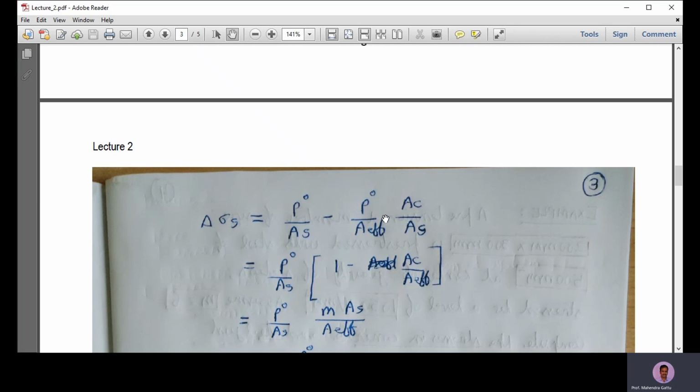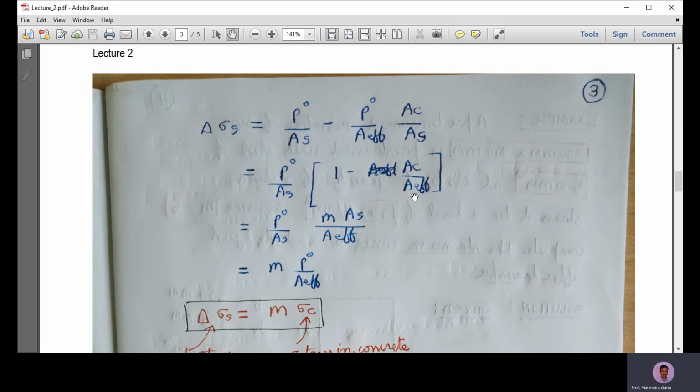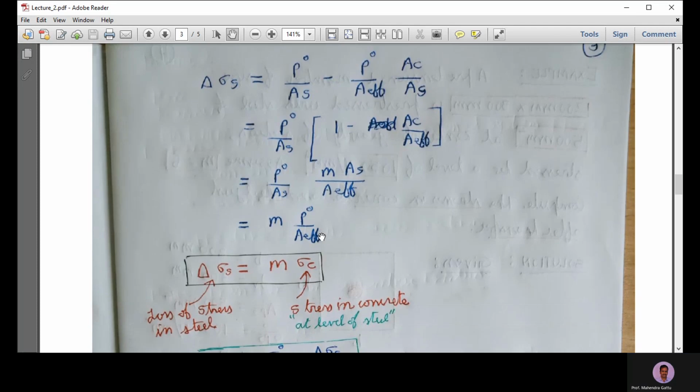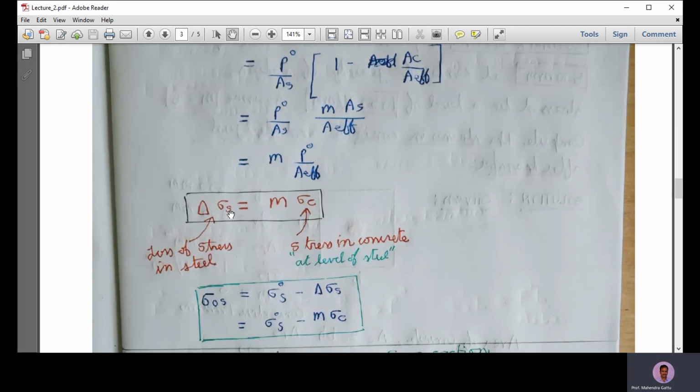So we'll substitute instead of P subscript O, P superscript O by A effective times AC, and we can take P naught by AS common, and we'll get 1 minus AC by A effective. So A effective is MAS plus AC. So AC and AC will cancel out in the numerator. We'll be left with MAS, and here we can simplify it further, and AS and AS will cancel out. We get M times P naught by A effective. So the loss of stress in the steel is M times P naught by A effective. We already know that P naught by A effective is equal to the stress in the concrete. So the loss of stress in steel, delta sigma S, is equal to M times sigma C, that is the stress in the concrete.